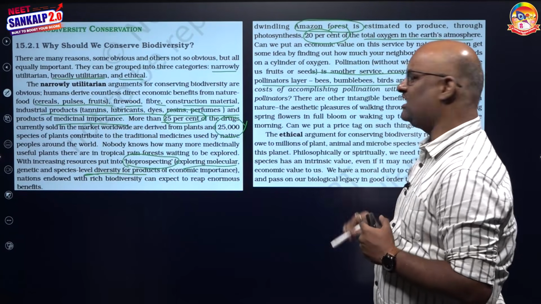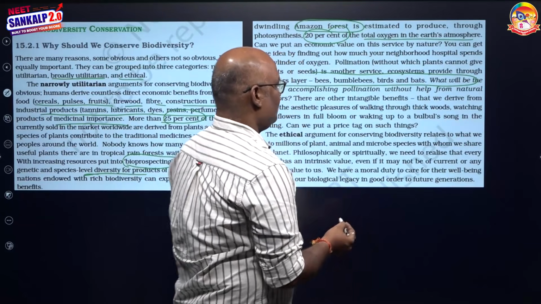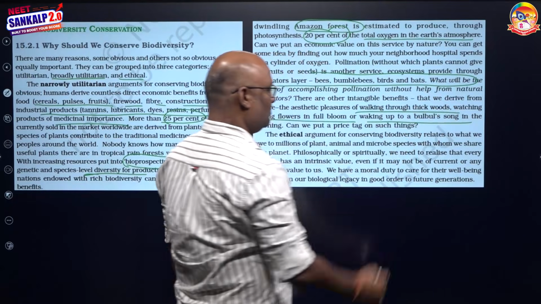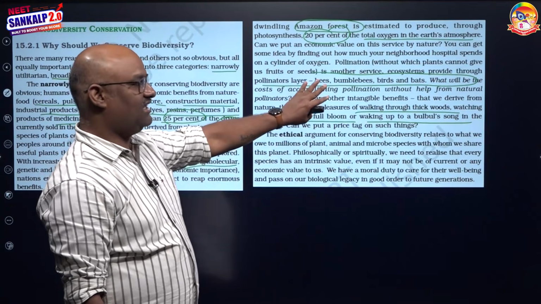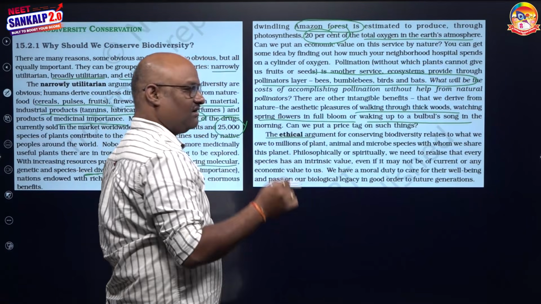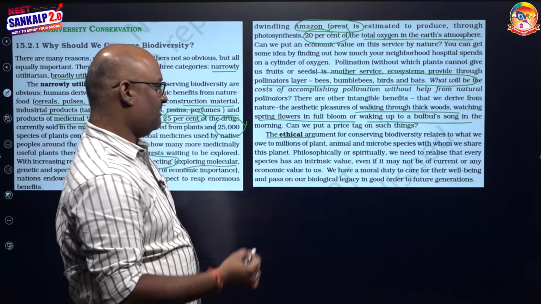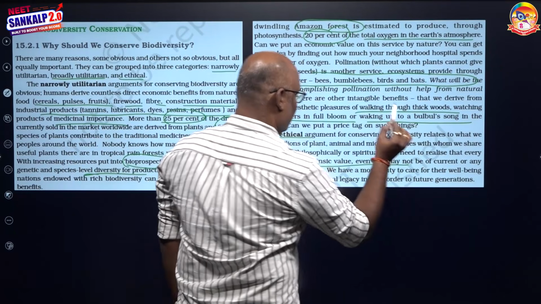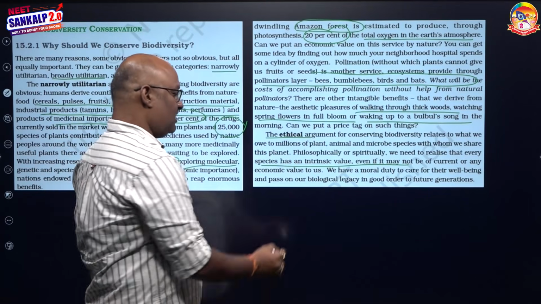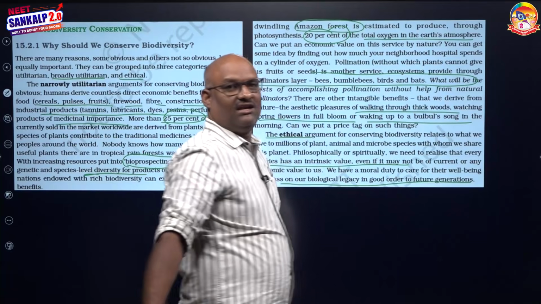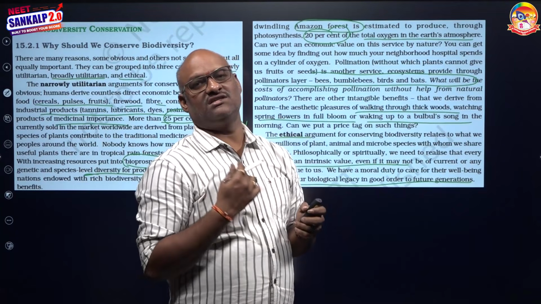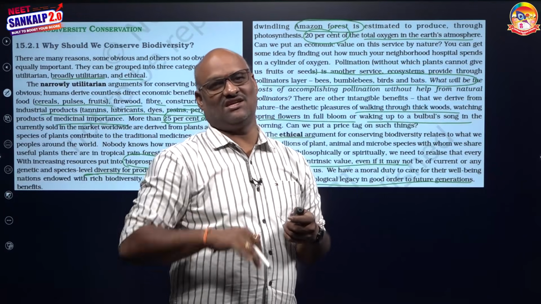And the aesthetic pleasure, the pleasure which we get from nature: walking through thick woods, watching spring flowers in full bloom, or waking up to bulbul song. This is aesthetic pleasure. All these come under broadly utilitarian. And finally, the ethical argument. What is the ethical argument? Every organism has an equal right to survive. Philosophically or spiritually, we need to realize that every species has an intrinsic value, and it is our responsibility to pass our biological legacy in good order to future generations. So this is why we have to conserve biodiversity.